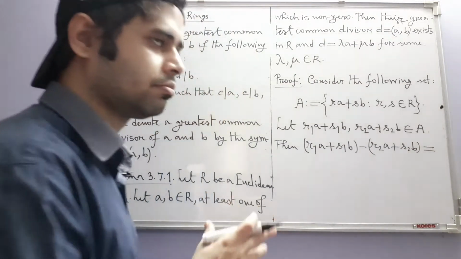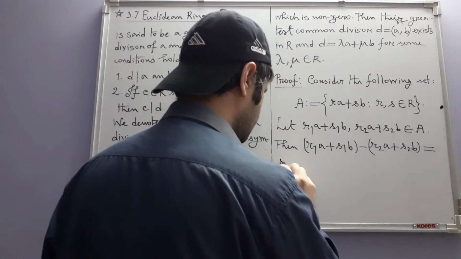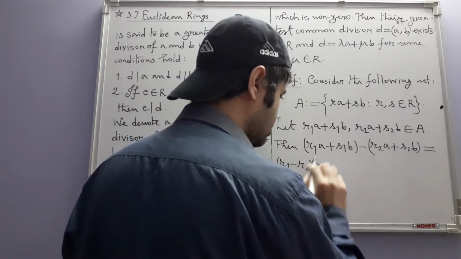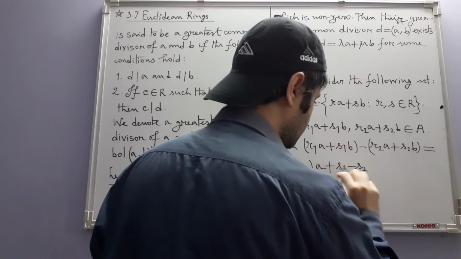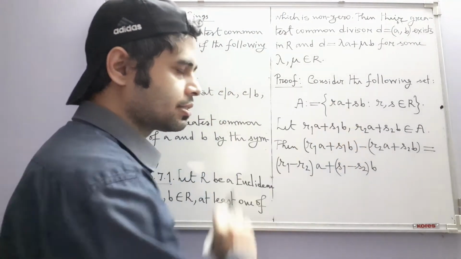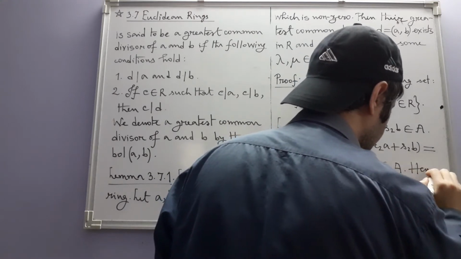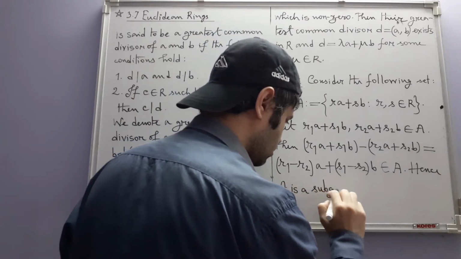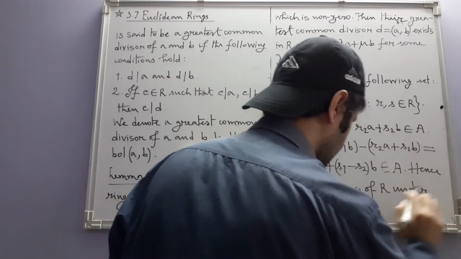Using the elementary properties that are true in a general ring, the associative law, distributive law, all those things, we can write this as R1 minus R2 times A plus S1 minus S2 times B. You can clearly see that this element also has the same form, and so this belongs to A. Hence A is a subgroup of R under addition.